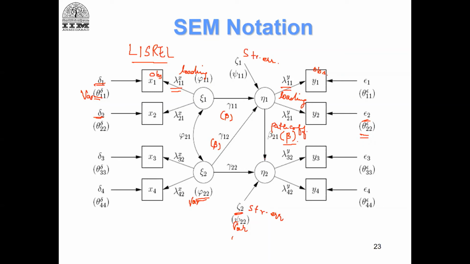path coefficient, and yeah, this is also path coefficient. Okay. Yeah. So just nomenclature. This is covariance. Covariance. Okay.